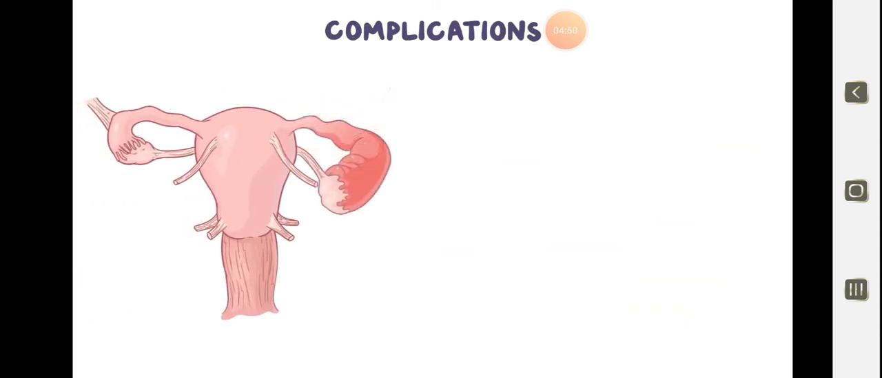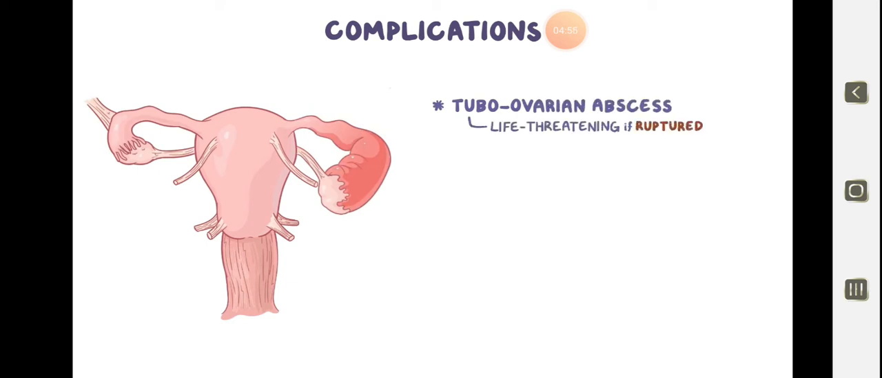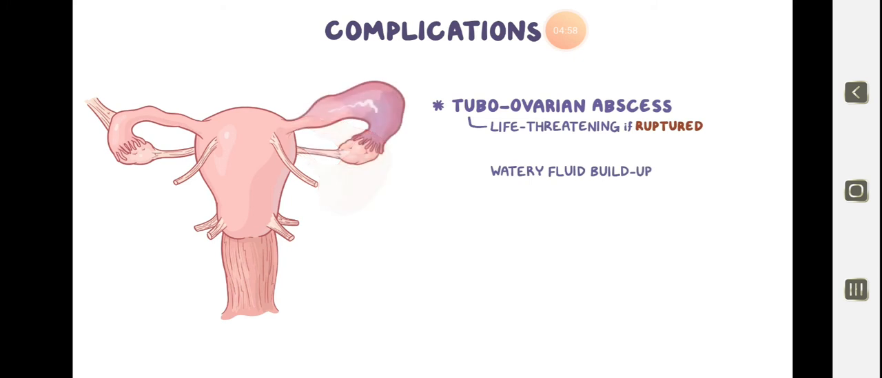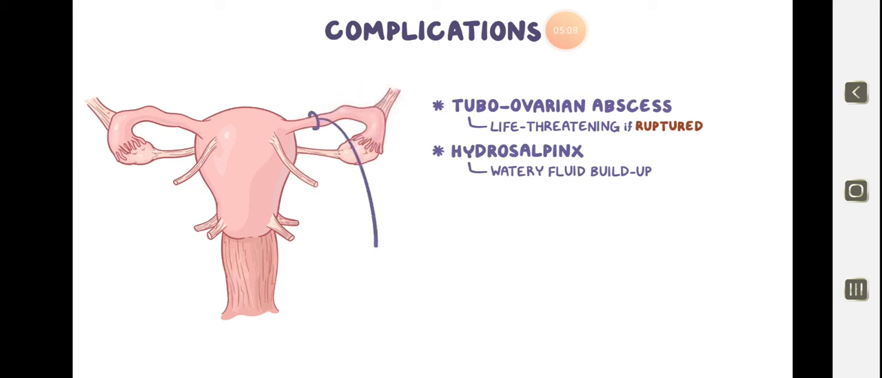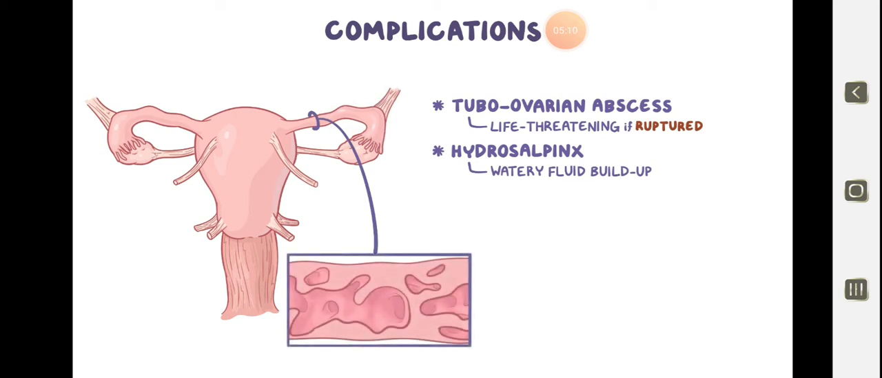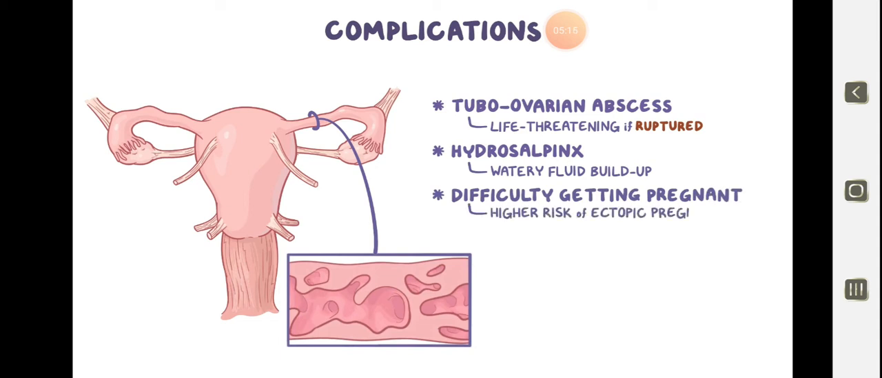If pus builds up in the tube and ovary, it can turn into tubo-ovarian abscess, which can be life-threatening if it ruptures. If a watery fluid builds up in a pocket created by scar tissue in the tubes, this is called hydrosalpinx, and it can cause the affected area to become swollen. In general, because of the structural damage it creates in the fallopian tubes, individuals who have had PID tend to have more difficulty getting pregnant and have a higher risk of ectopic pregnancy and chronic pelvic pain.